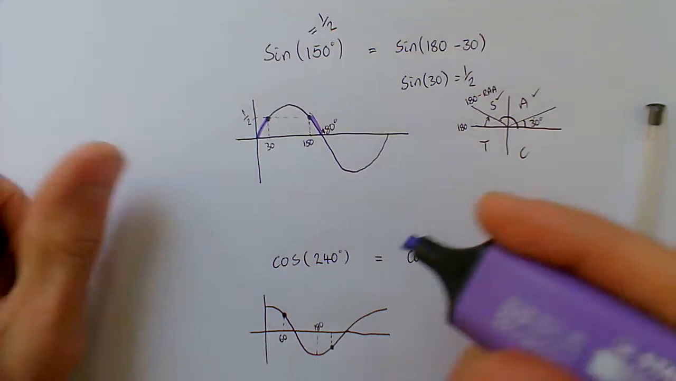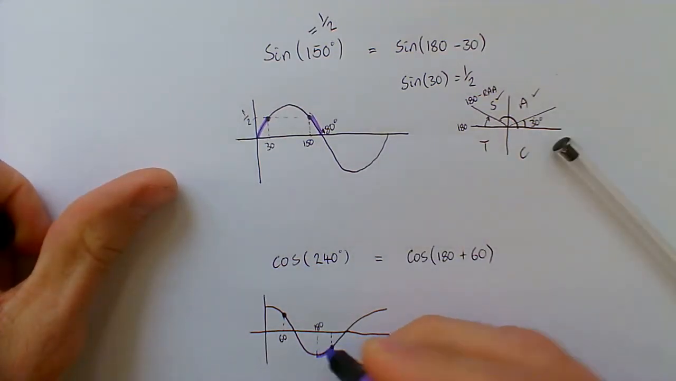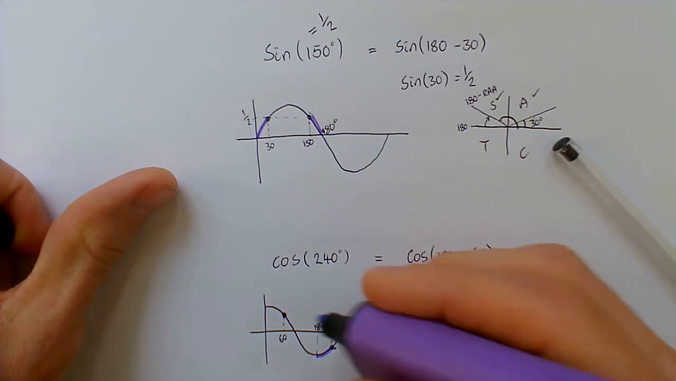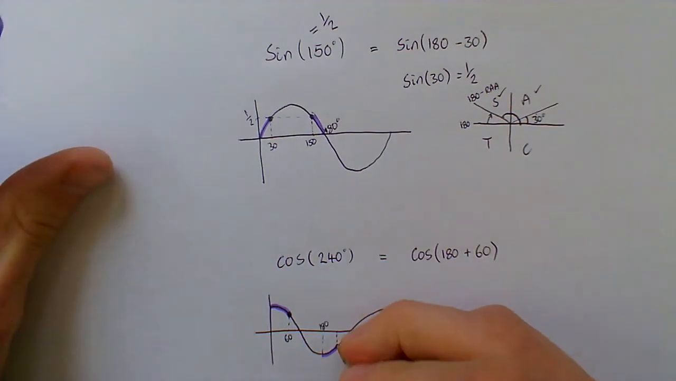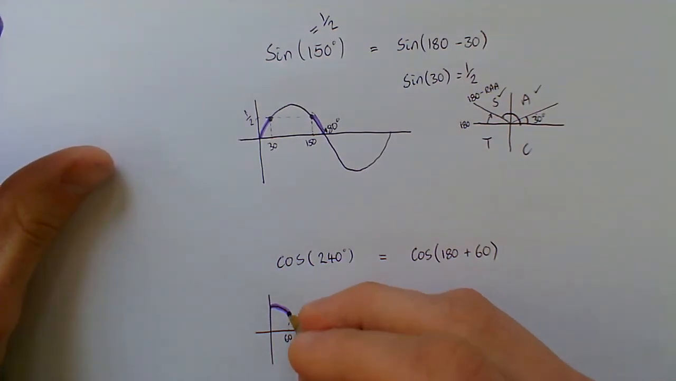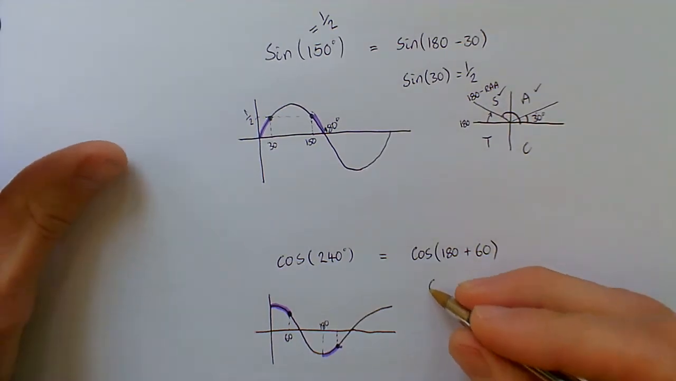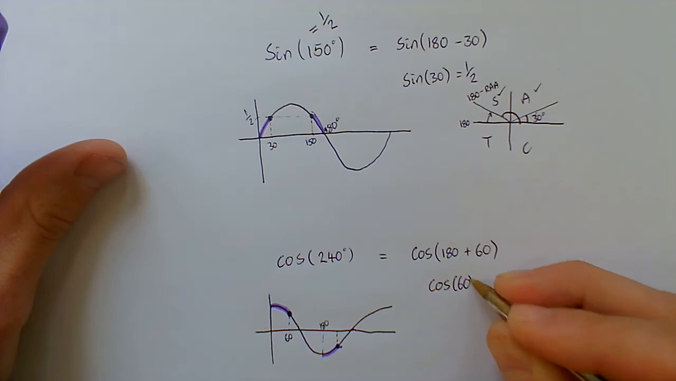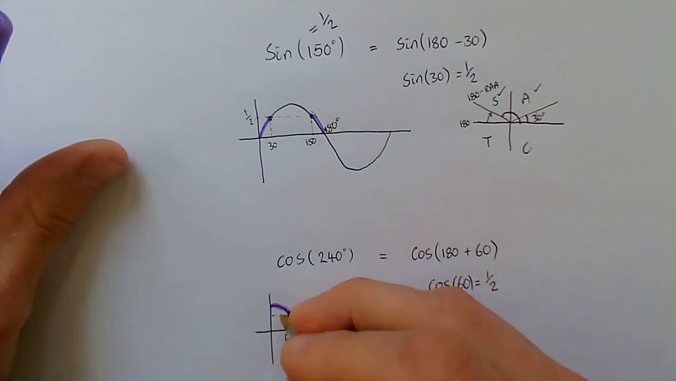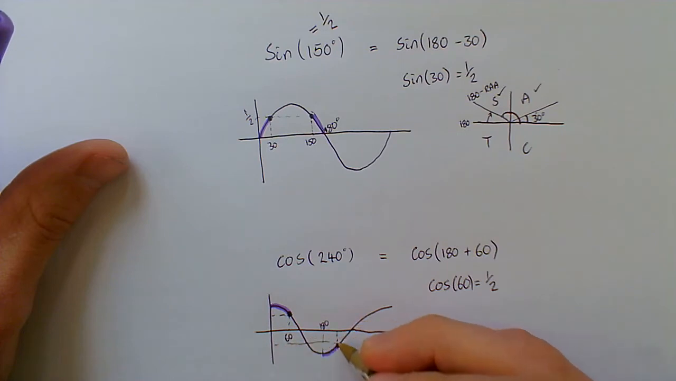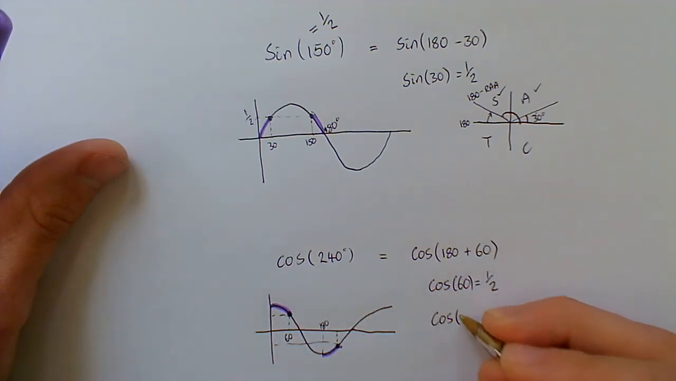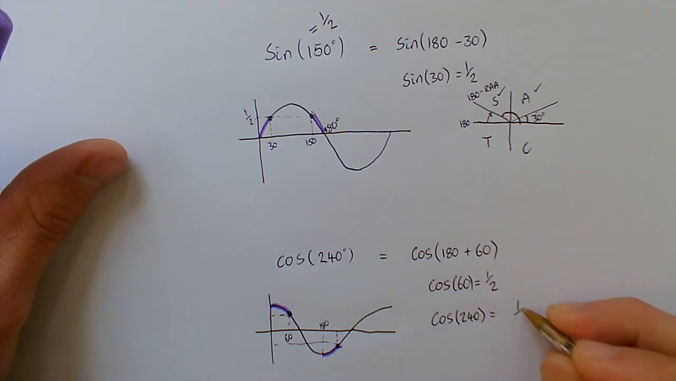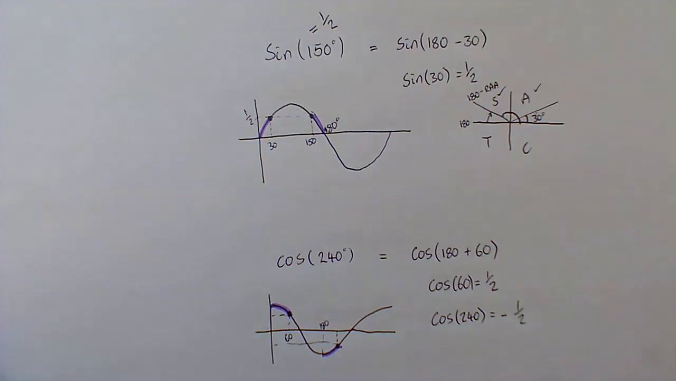But we said that going from 180 to 240 was moving along 60 degrees. That part of the graph's moving along 60 degrees. So the position is kind of the same, but here it's a negative and here it's a positive. So if we know that cos 60 equals positive a half, which is up here, then we can see that cos of 240 is coming up from -1 by the same amount we came down from 1 here. So cos of 240 is the same value of a half, but it is negative instead of positive.